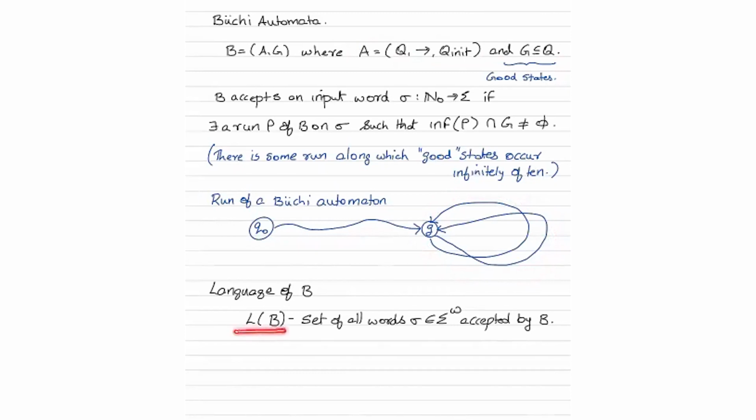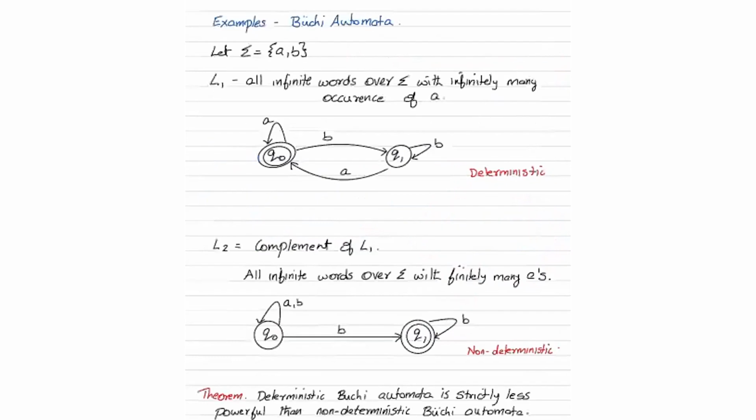Okay, so that's the notion of acceptance, right? And the language of the automaton is the same as what you have earlier. It's the set of all words accepted by the automaton. The only difference is the word is not a finite word anymore. It's a set of infinite words. Okay, is that okay? So let me give you an example. So hopefully that will be clear.